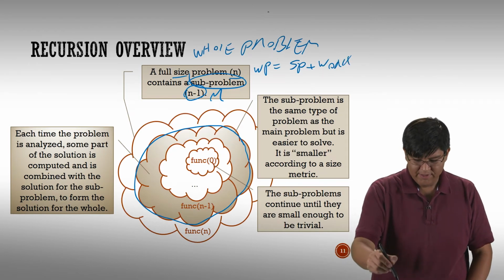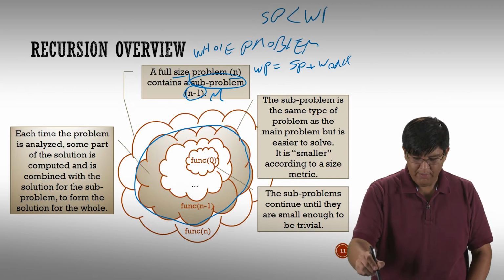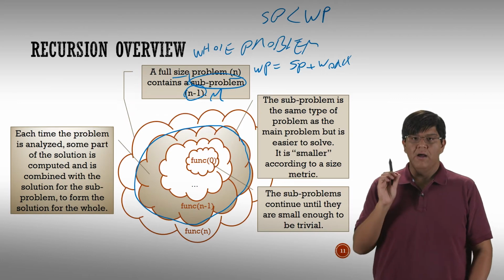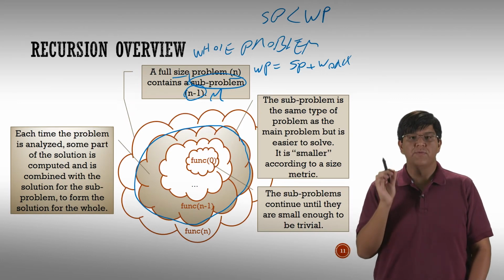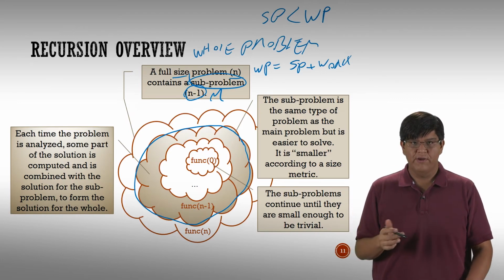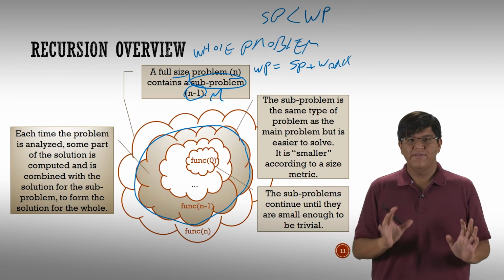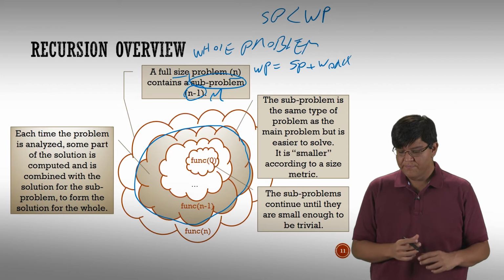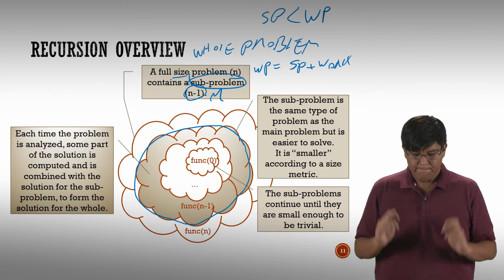And in here, there's this idea that the subproblem is less than the whole problem. It should be less work. So that's one idea. It should be smaller according to some size metric. Here I'm using the number n. Somehow n is maybe the size of a list or the size of an array. It's the number of things I need to work on.